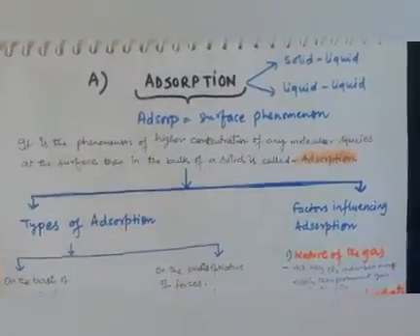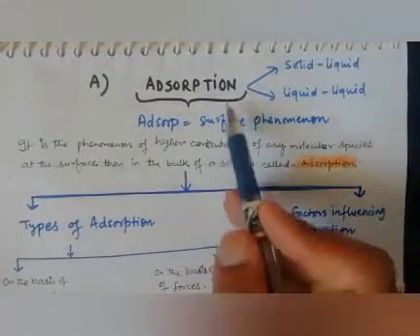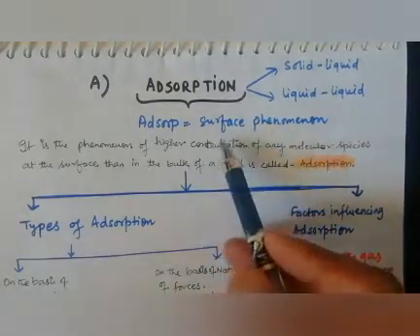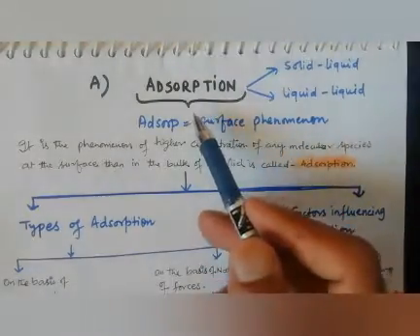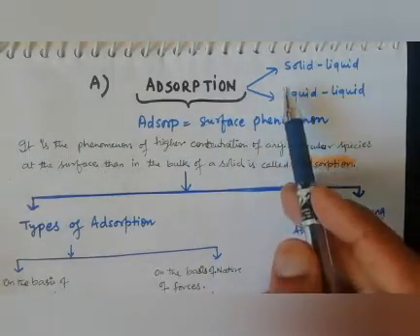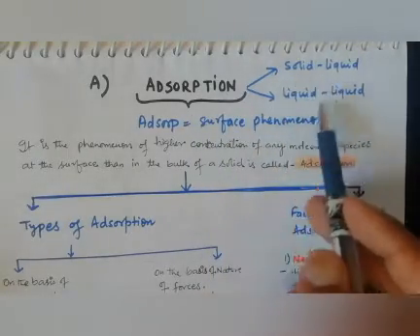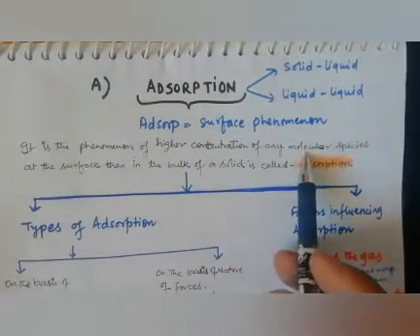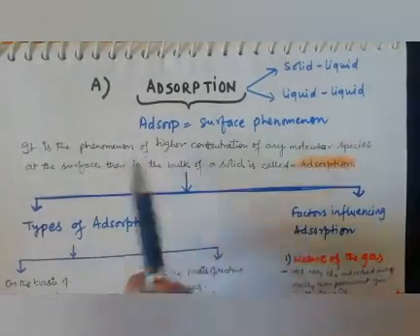So let us understand adsorption in detail. Adsorption is a surface phenomenon. We are talking about surface chemistry, so adsorption needs to be studied in detail. It can be between solid and liquid, or liquid and liquid. It is the phenomenon of higher concentration of any molecular species at the surface than in the bulk.